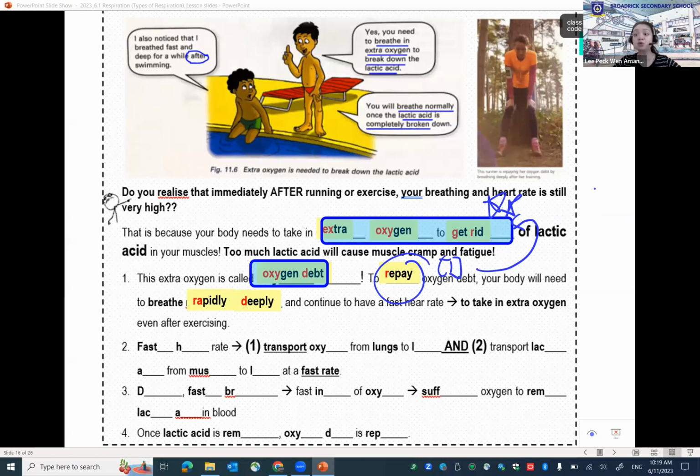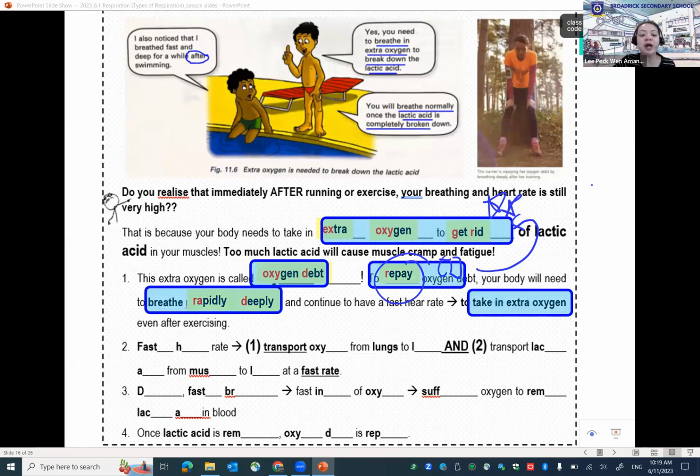Breathing deeply means you increase the volume that you take in. Also have to breathe faster, okay, because you want to take in extra oxygen. Next, you also have to have a faster rate for your heartbeat. So your faster heart rate is to transport oxygen from the lungs to your liver.